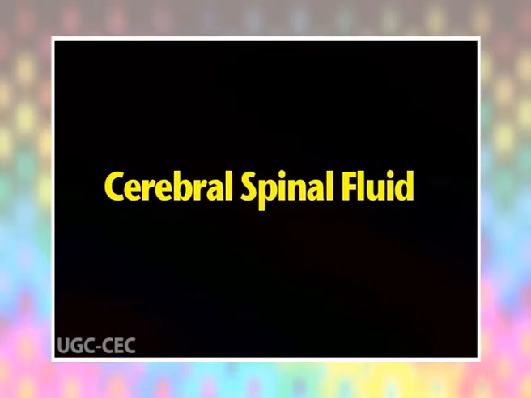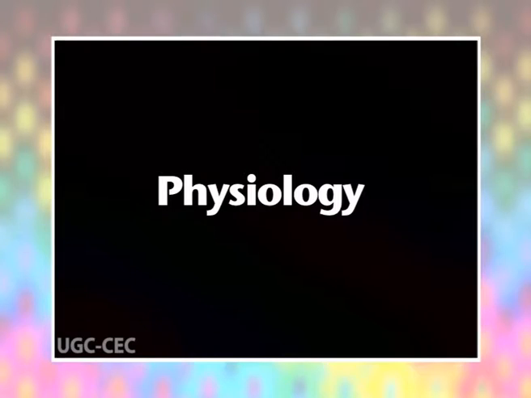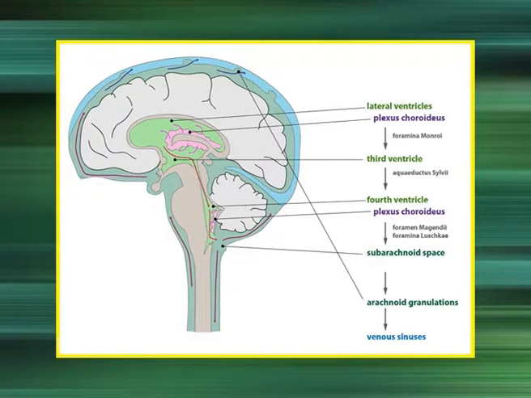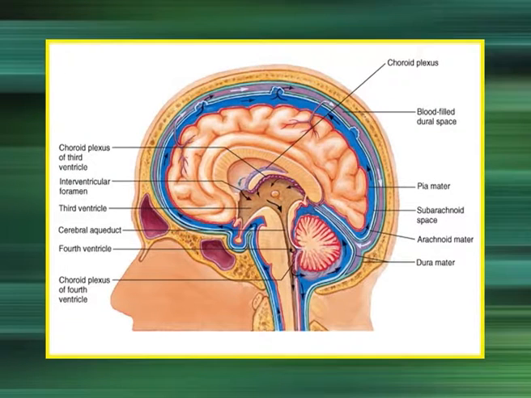Dear students, now let's discuss cerebrospinal fluid. First, physiology. The cerebrospinal fluid is a clear bodily fluid that occupies the space between the arachnoid mater, the meninges, and the pia mater. It constitutes the content of all intracerebral ventricles, cisterns and sulci, as well as the central canal of the spinal cord.